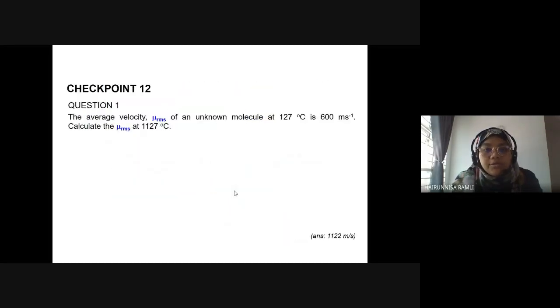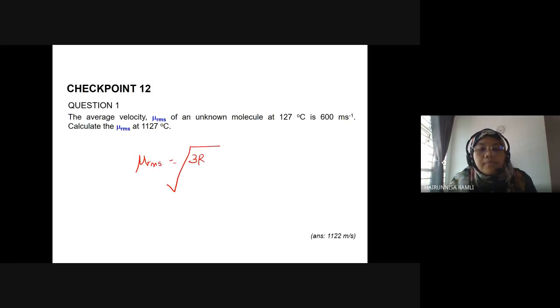Okay, cuba kita tengok contoh ni, checkpoint 12. The average velocity URMS of an unknown molecule at 127 degrees Celsius is 600 meters per second. Calculate URMS at 1127 degrees Celsius. Okay, cuba kira ni. Guna formula mana? Ni yang tadi sebelum kita masuk velocity lagi. URMS lah, average velocity ya. URMS is equals to square root 3RT over MM.